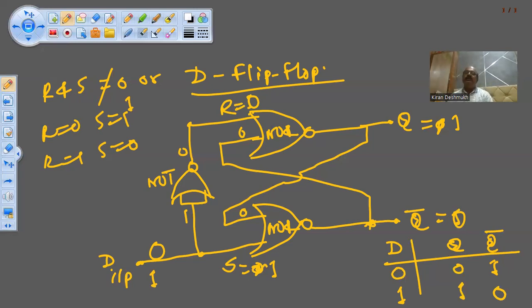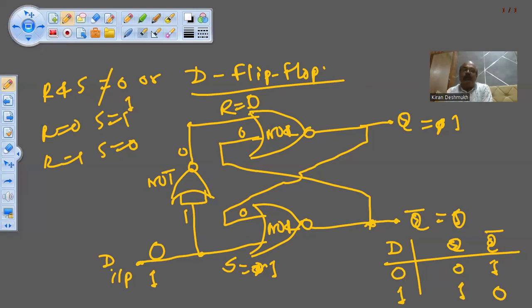Okay, if both the inputs are 0 in RS flip-flop, the output is in the last state. And if both the inputs are 1 in the RS flip-flop, the output is in the invalid state. So these two conditions are automatically avoided in case of the D flip-flop, because here only two states are possible. When S is 0, R will be 1 compulsorily. When S is 1, R will be 0 compulsorily.